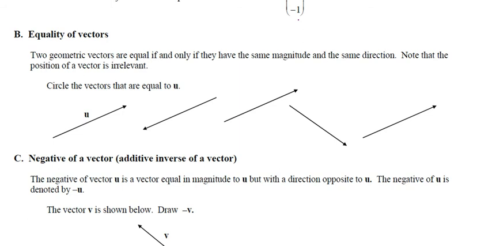Equality of vectors. All vectors are created equal except for those that aren't. Two geometric vectors are equal if and only if, biconditionally, they have the same magnitude and the same direction. Note that the position of a vector is irrelevant. So where it is doesn't affect whether it's equal to something. So what is equal to you? The third one.